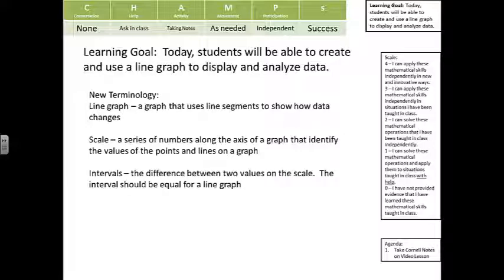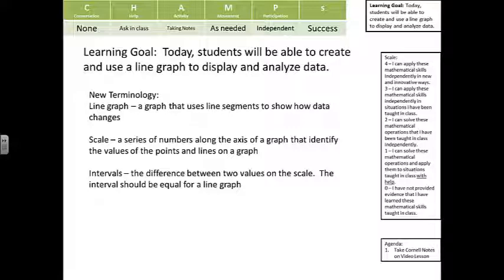And the third term you need to know is an interval, and an interval is simply the space between two values on the scale. We may skip count by 2s, we may skip count by 5s. That tells you what the interval is.